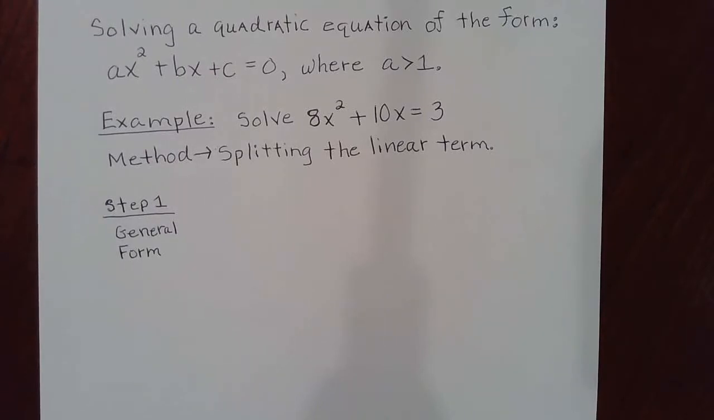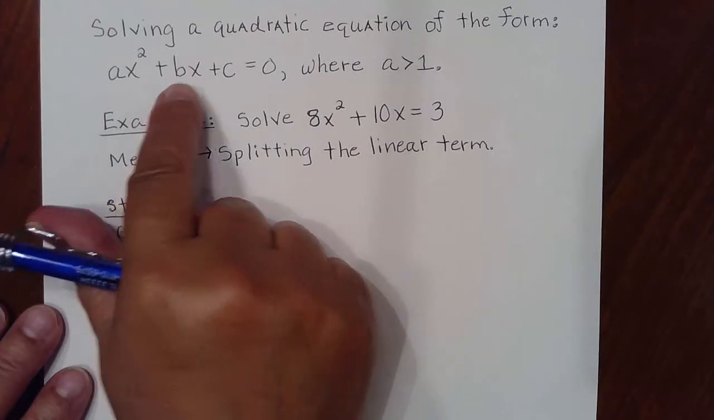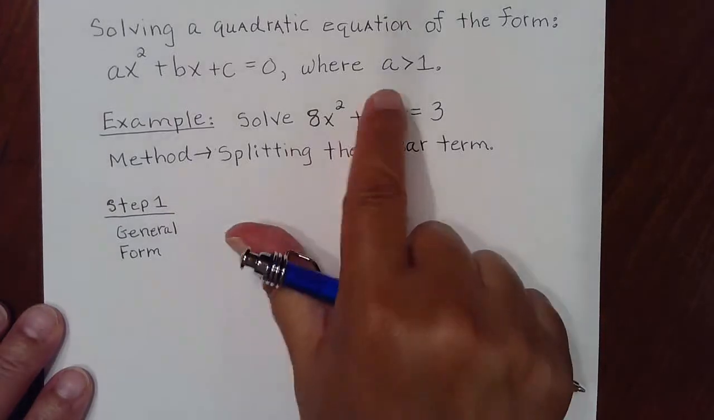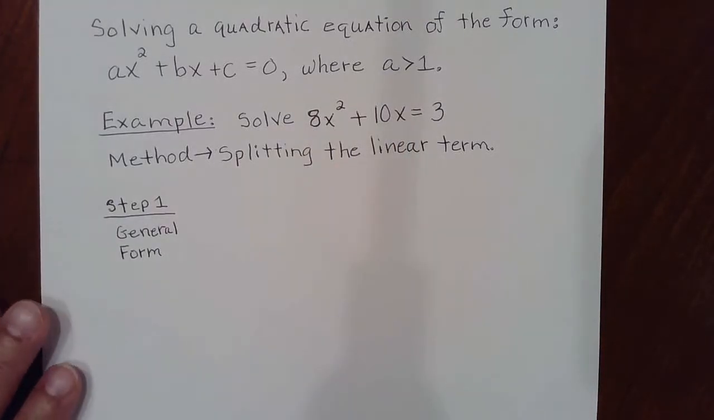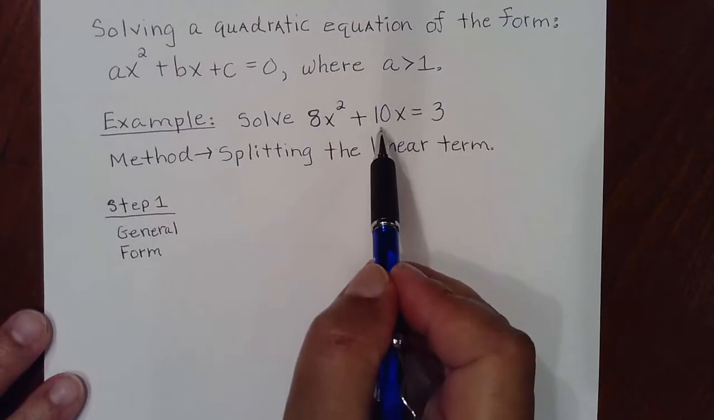Okay, in this video, we're going to be looking at a method for solving quadratic equations of the form ax squared plus bx plus c. So we're working with a quadratic trinomial, and in this specific case, the a value is going to be greater than 1. There are quite a few methods for dealing with this kind of quadratic trinomial. I'm going to be demonstrating splitting the linear term. And in this case, that is the 10x.